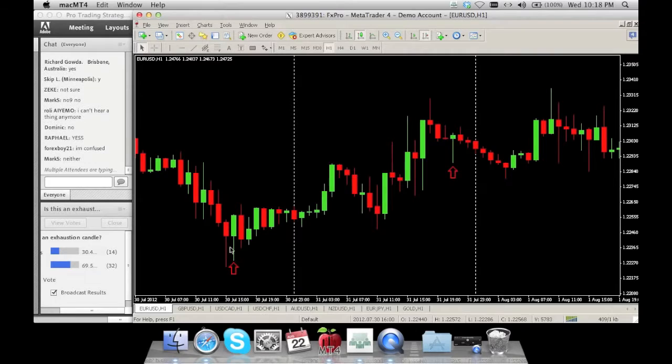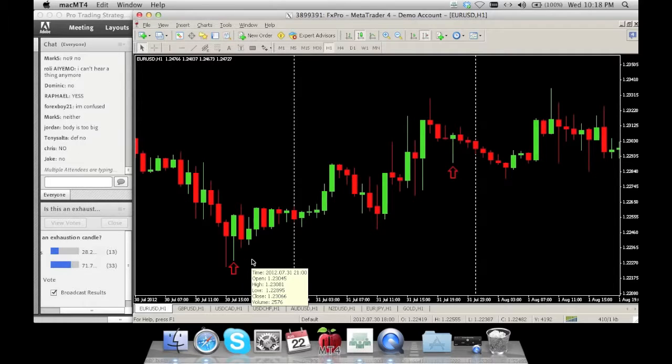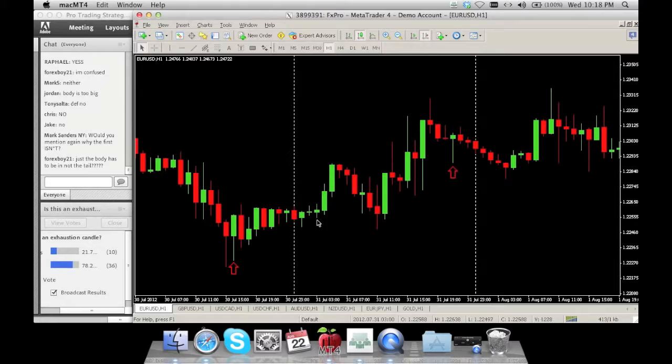Okay, now remember, the body is too big. First of all, look at the size of the body versus the size of the tail. So right there, it's a no. Second thing, did the body close within the previous candle? No.